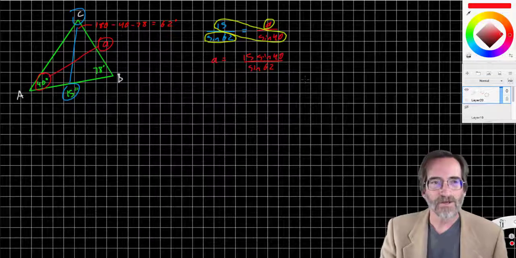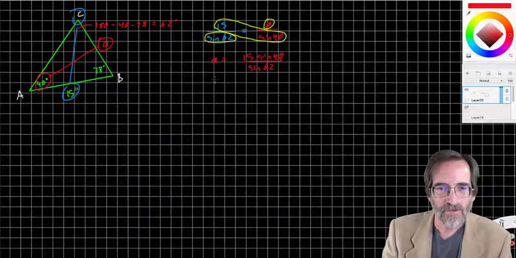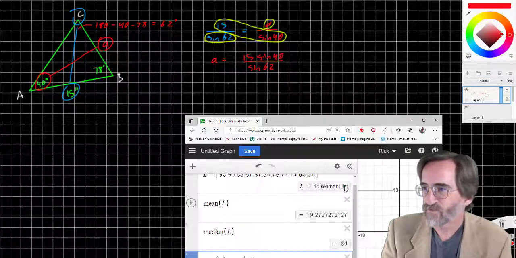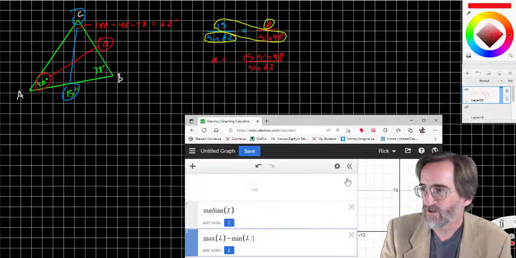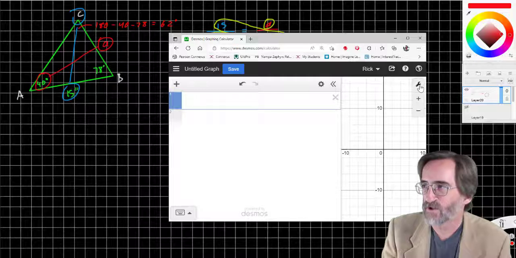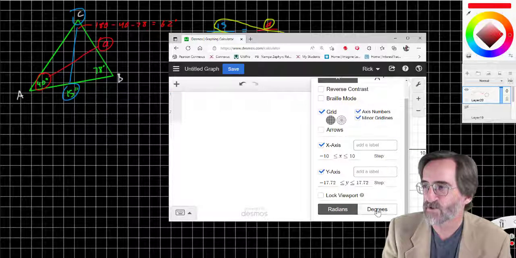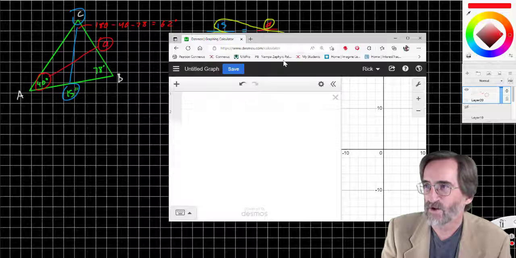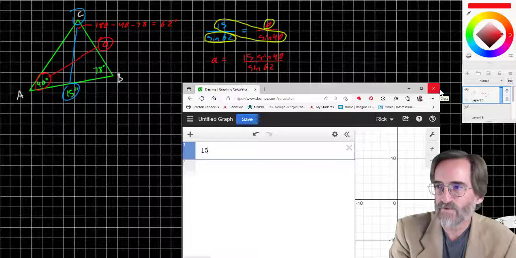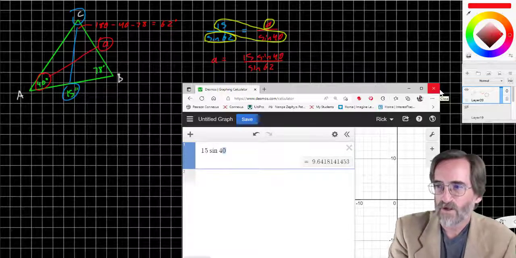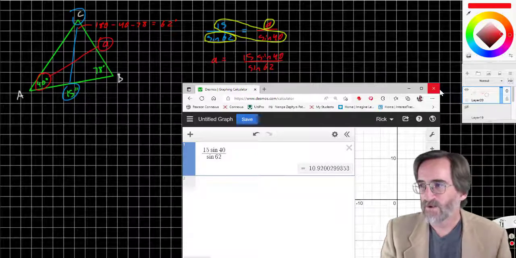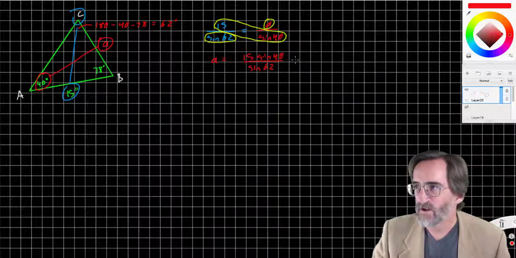Okay? And now it's time to reach for a calculator. So I'm going to reach for Desmos here. There it is. I've got it open. Okay. So remember in Desmos, before you use a trig function, click the wrench tool, the settings tool, and choose degrees. Because otherwise your answers won't make sense. But you can enter it just the way it looks right here. 15 sine 40, all divided by sine 62. And we get 10.9 approximately.